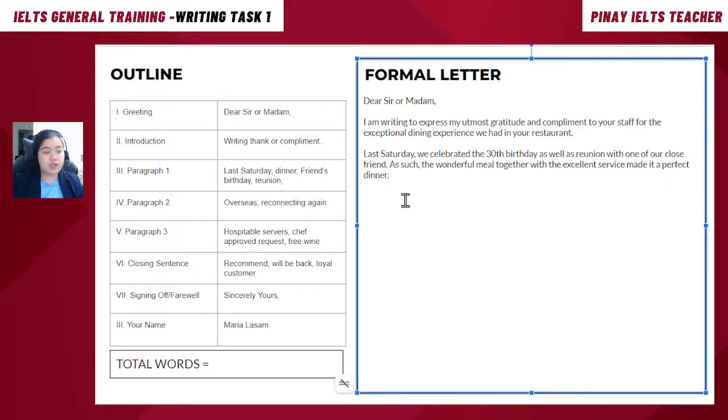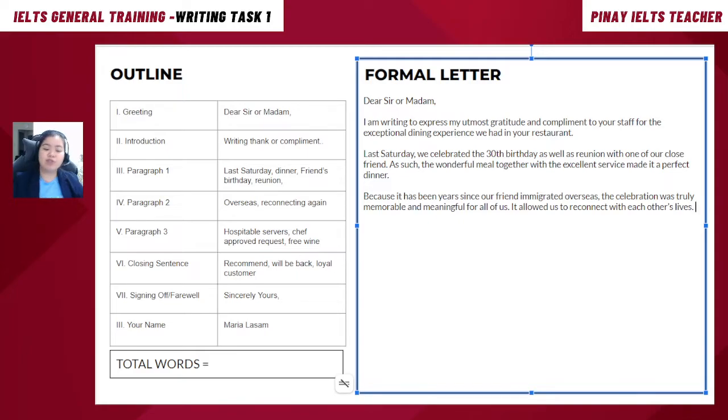Overseas reconnecting again. So I would say something like, because it has been years since our friend immigrated overseas, the celebration was truly memorable and meaningful for all of us. It allowed us to reconnect with each other's lives. So now I'm truly explaining why that celebration was important. What's the reason for that celebration?